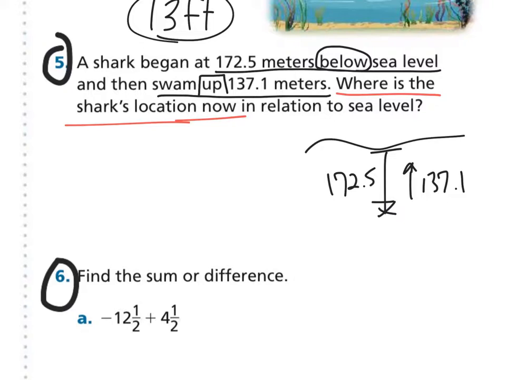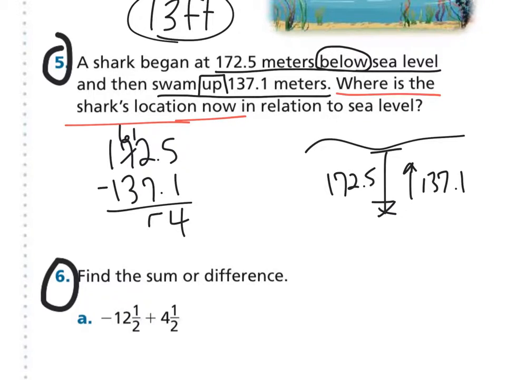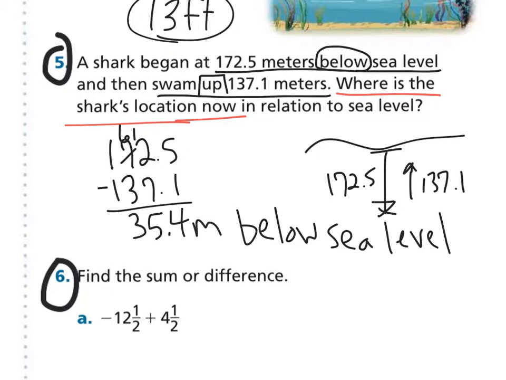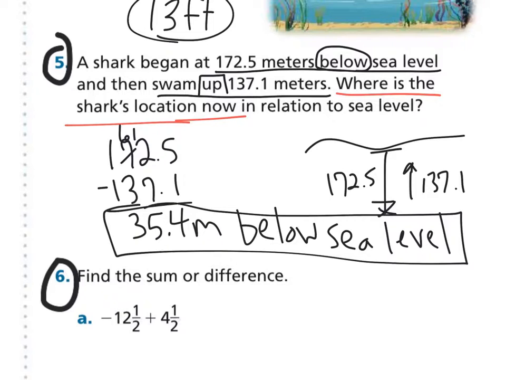Okay, so one way of looking at it would be that let's take 172.5 minus 137.1. Is 35.4. So 35.4 meters, that's still below sea level, which is good. We don't have a shark that's floating in the air here. That's probably, to me, the easiest way of doing it.